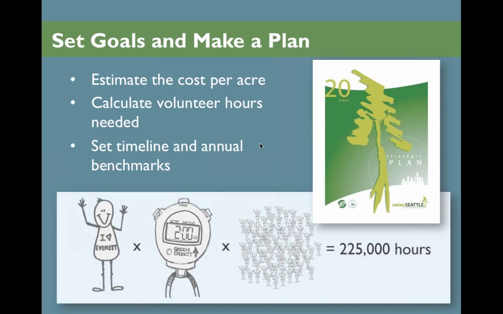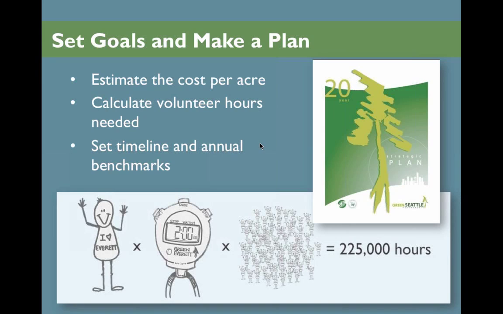We then factor in the community capacity, how many volunteers are active now, what sort of funding and staffing there is to support the efforts. We use this information to set annual benchmarks for restoration and volunteer goals, and those slowly ramp up over time. Depending on what your timeline is, you would spread out that need across time. And for us, we use 20 years as our model.